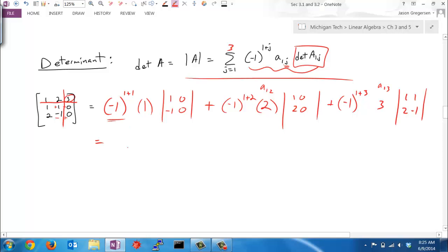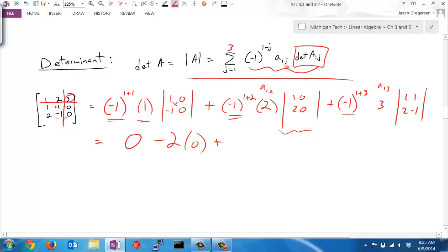So in this case, we're going to clean this up. This is just positive 1. I have a 1 here, and now I have a 2 by 2. Well, great, I have a formula for a 2 by 2. So the determinant is going to be 0 minus 0. I get a big old 0 here. Now I have minus, because this is going to be a minus 1, times 2, times this subdeterminant. What's that determinant going to be? 0. So this is also 0.